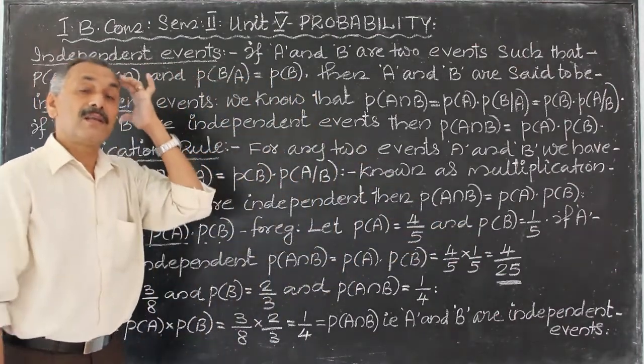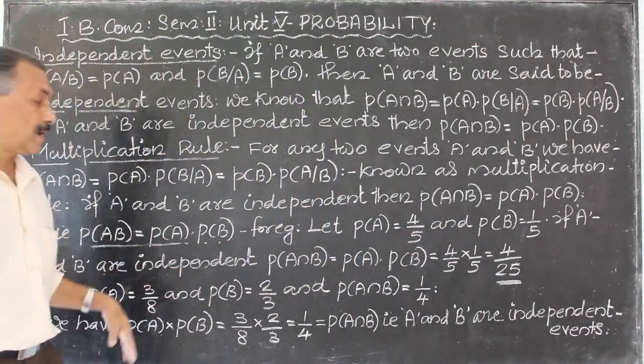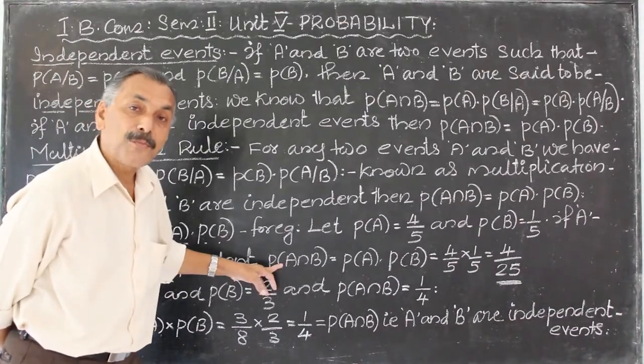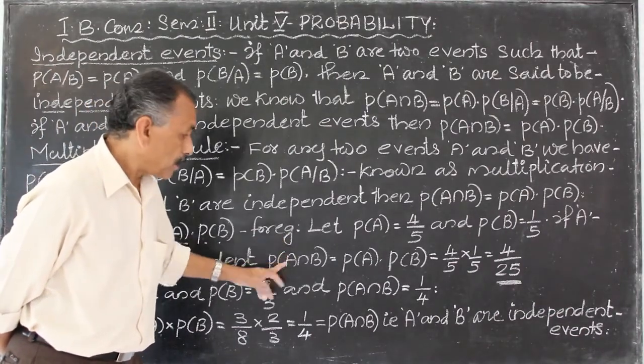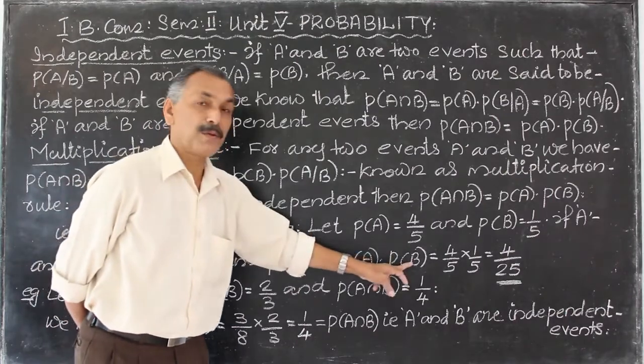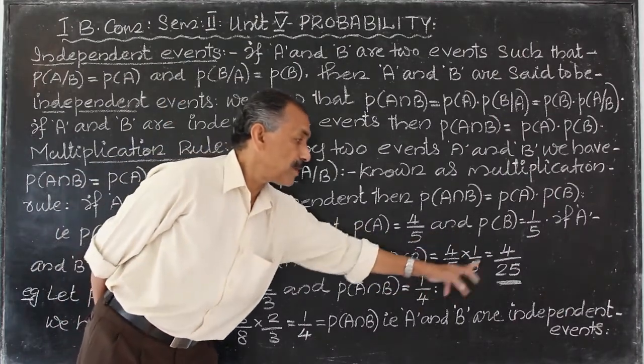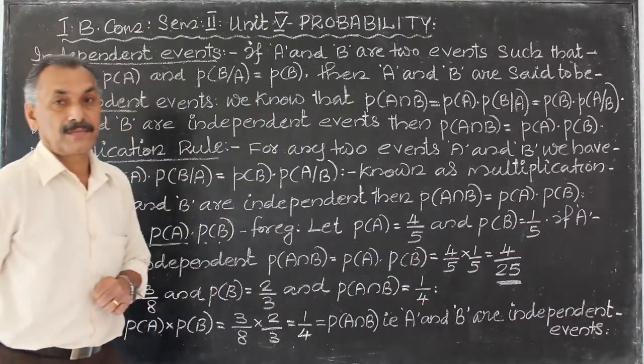Now suppose A and B are independent. If A and B are independent, what is the probability of both A and B? Both A and B, that is A intersection B, is equal to P of A into P of B. That is 4 by 5 into 1 by 5 is equal to 1 by 25.